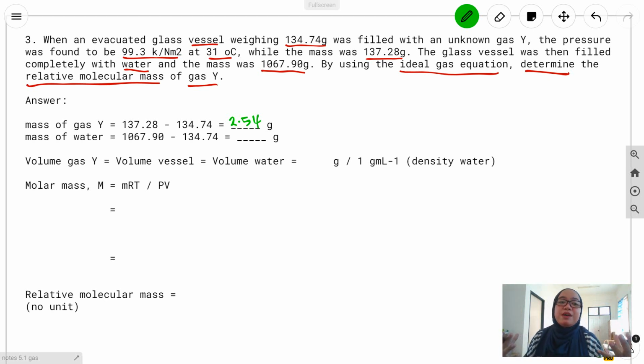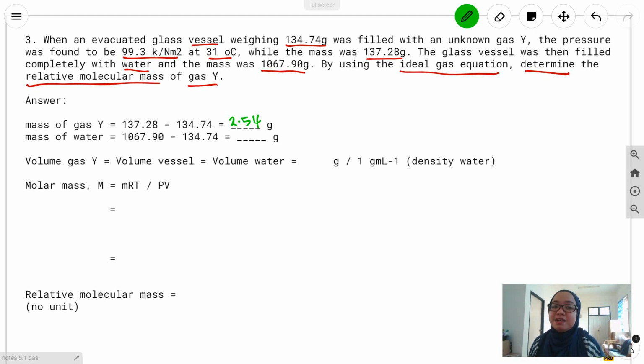It's just too small, so when we put the water inside the vessel, we assume that all the mass minus the mass of the glass vessel is the mass of water. Faham ke? Because the gas is actually too small and it fills up the space inside the glass vessel. So according to the kinetic molecular theory of gas, we can assume that the volume of gas is negligible.